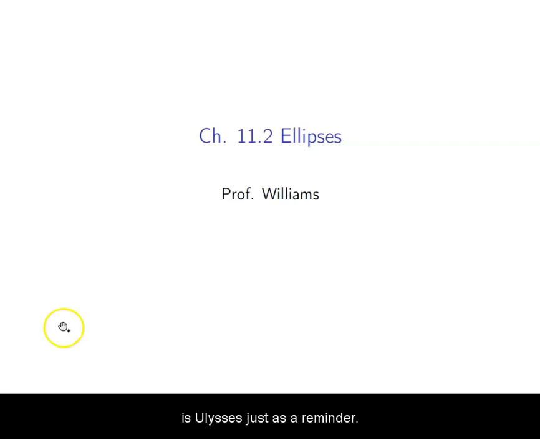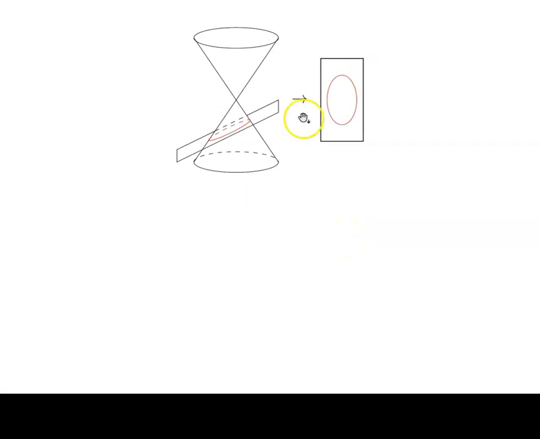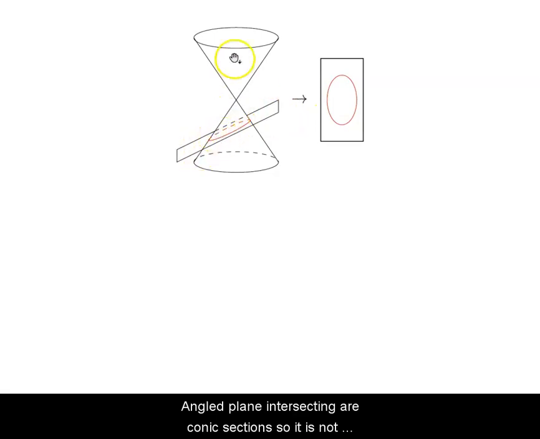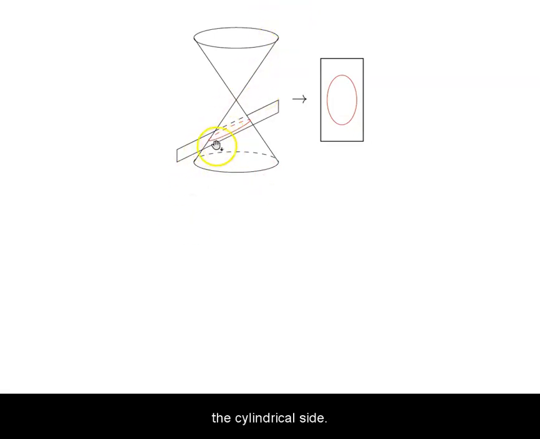We're going to cover chapter 11.2, our next conic section, which is ellipses. Just as a reminder, an ellipse is when we have an angled plane intersecting our conic section. So it is not parallel with the base, and it is not parallel with the slope of the cylindrical side, basically.